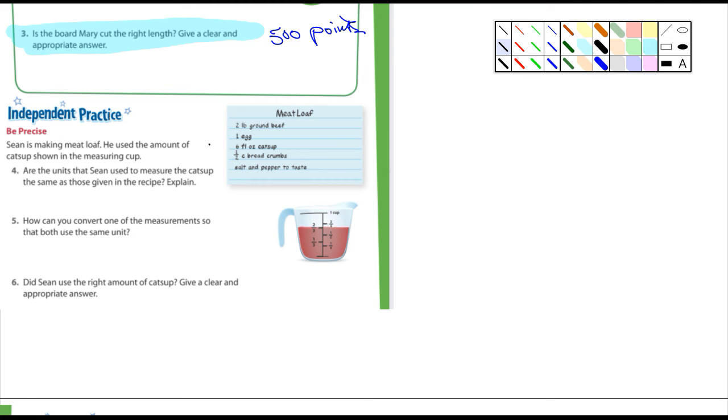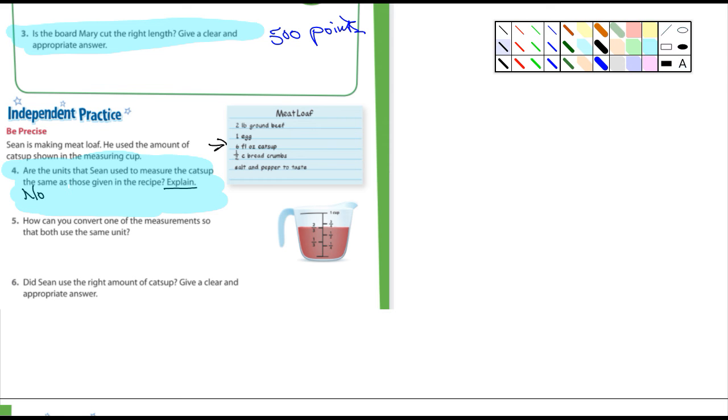Okay, so no, they're not the same because the recipe's in fluid ounces. So the answer is no. The recipe's in fluid ounces, and he used 2/3 of a cup. And so again, you can just put that in your own words. Make sure you guys write that out, explain it. And I'm going to highlight this one. I'm looking for a simple explanation. I gave you the answer, but I want to hear how you explain it.